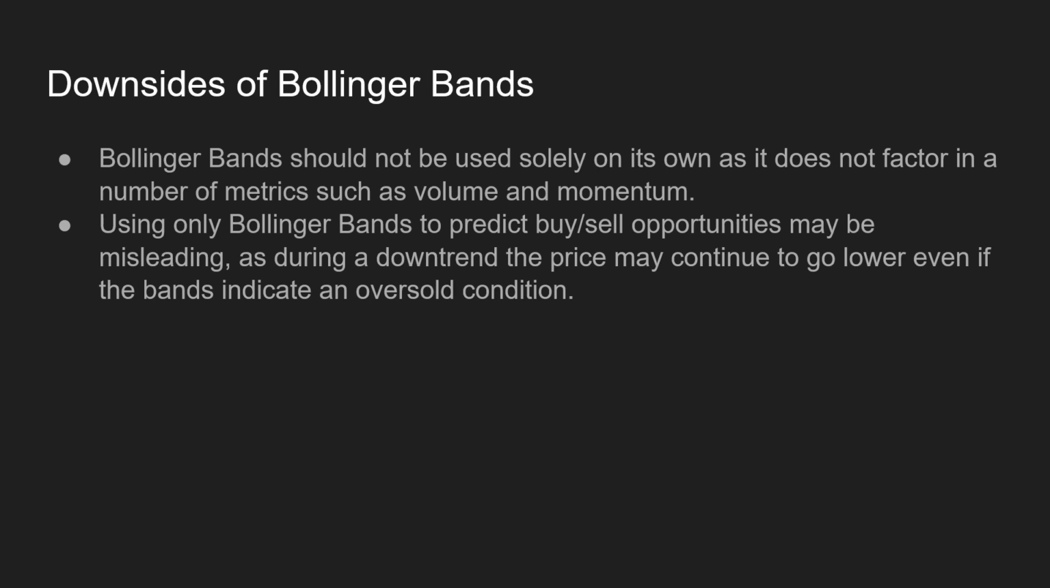Using Bollinger Bands to predict buy or sell opportunities may be misleading as well, as during a downtrend, the price may continue to go lower even if the bands indicate an oversold condition. That's why, using that example from before, we saw Bitcoin fall to 42,000. Just because the price fell below the lower Bollinger Band does not always indicate that that is the clear bottom or the clear buying opportunity.